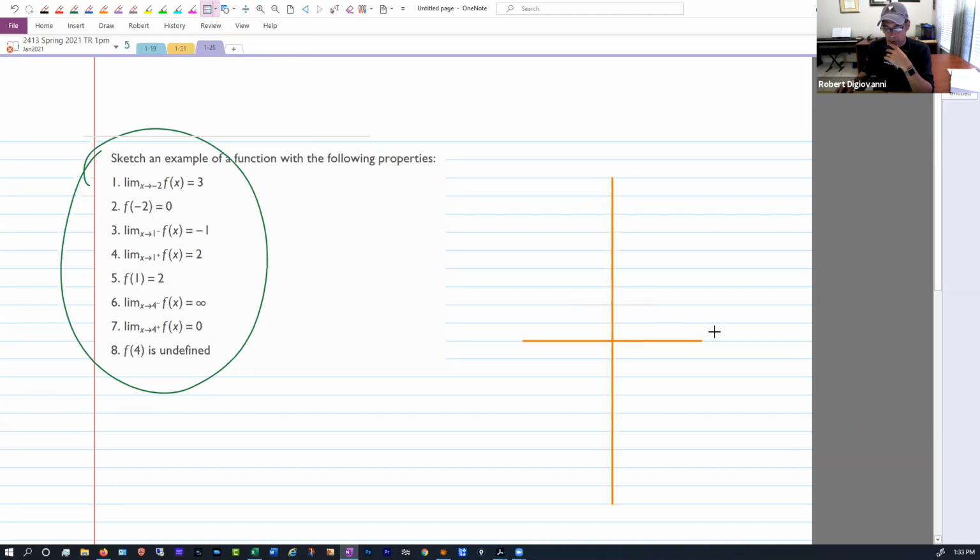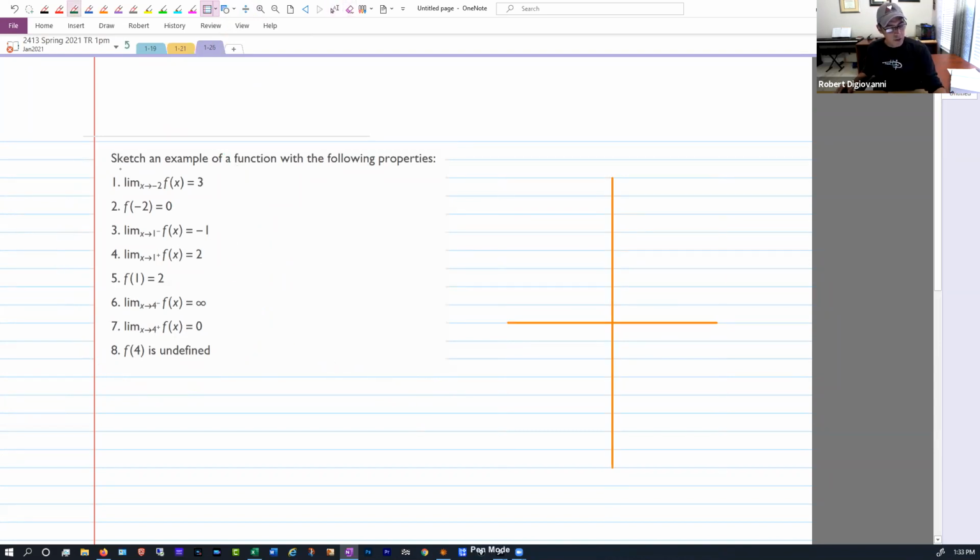Just going to throw a little graph over here. I guess that's all I'm going to get in there. All right, so let's start looking at these conditions. First condition. That says the limit, I'm going to write it up here just so it's clear, as x approaches -2 of this function that we draw has to be 3.